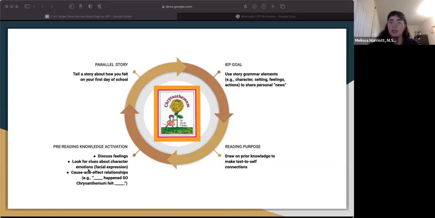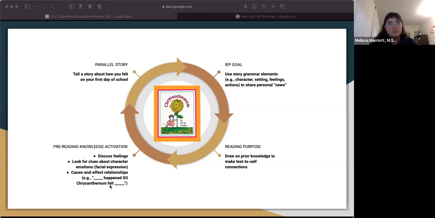For students with a little bit more skill, we might look for clues about the feelings in the facial expressions of the characters. And Chrysanthemum is a really good book for that. Her facial expression and her nonverbal communication, her body language are all really rich in this book. And it's very apparent when she's feeling really happy versus when she's having a hard time and feeling sad.